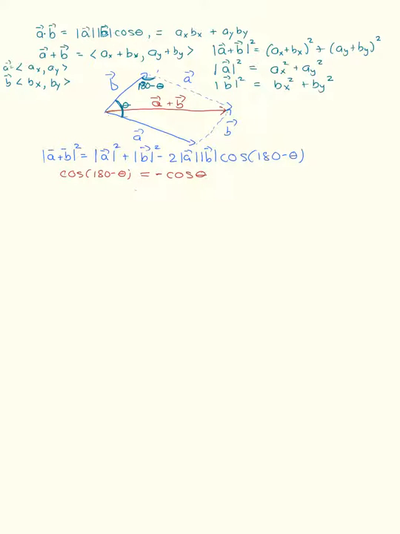So we're going to rewrite what we just did. We're going to substitute minus cosine theta here, and we're then going to isolate. So we have the magnitude of A plus B squared minus the magnitude of A squared minus the magnitude of B squared, all divided by negative 2 times the magnitude of A times the magnitude of B. That equals minus cosine theta.